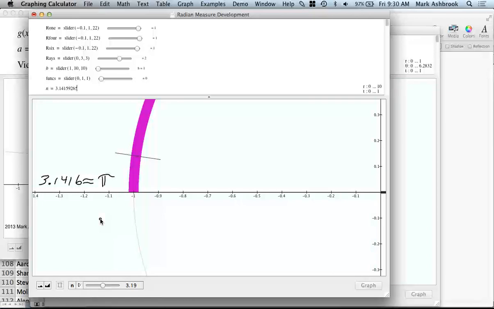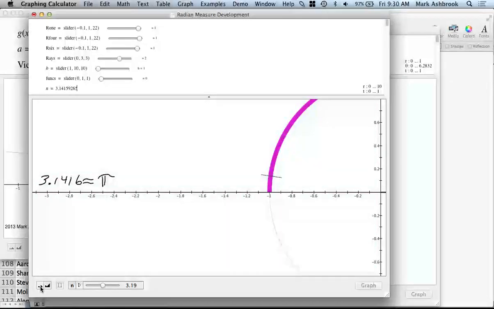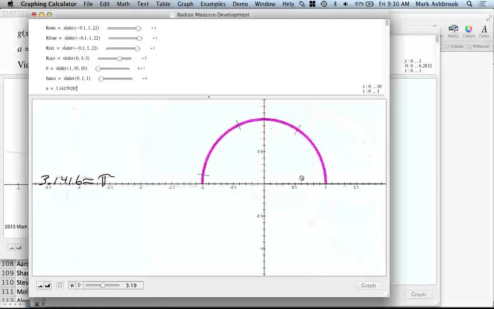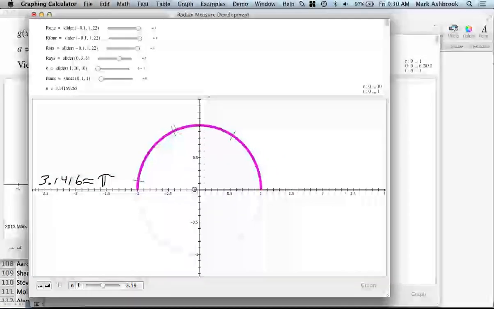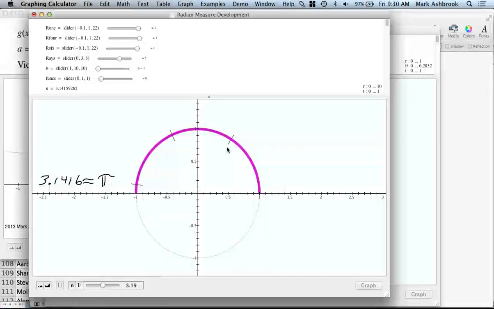Zoom back out. How many times do you have to wrap the radius? There's 1, there's 2, there's 3, and a little bit more. How much more? 0.14159, right? So it's how many times you have to wrap the radius to get exactly halfway around. And this is nice because from that we can determine nice symmetric places on the circle.